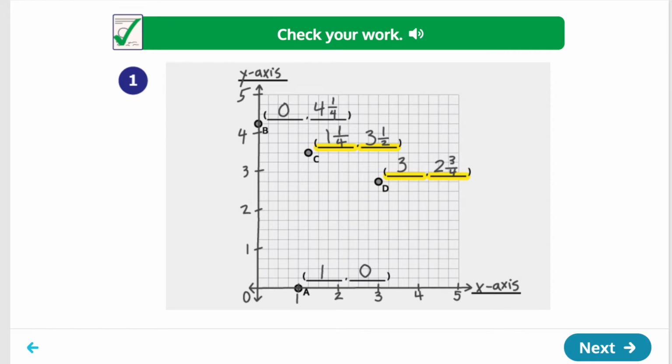So go ahead and check your work and make sure that it matches the instructor's. If there's any disagreements or if you got something differently, take some time as a class to talk about it. Do some error analysis. What mistake might you have made? We can learn from our mistakes.